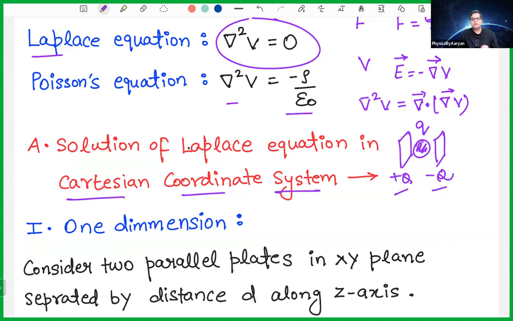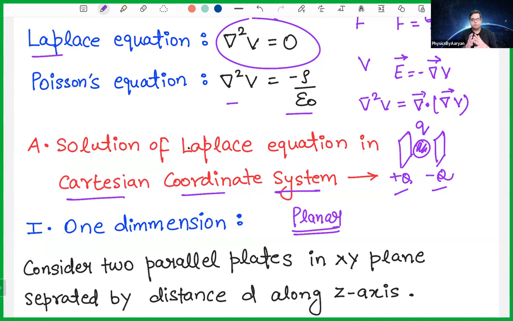So Cartesian is used whenever you have a planar symmetry. Planar symmetry means your potential is depending upon the values of x, y, and z. Right? So let's say you are on the surface. Surface symmetry or a plane symmetry results in the Cartesian coordinate system.